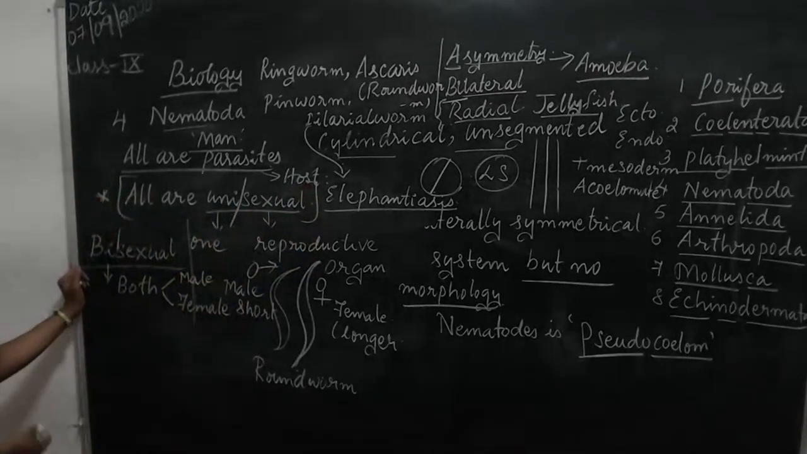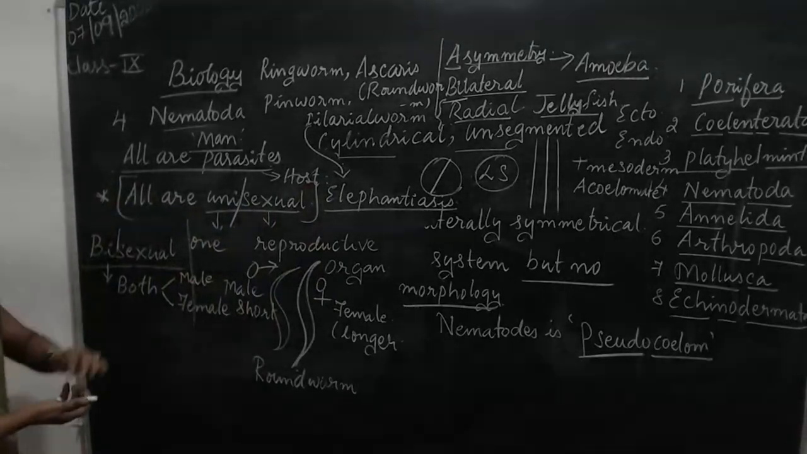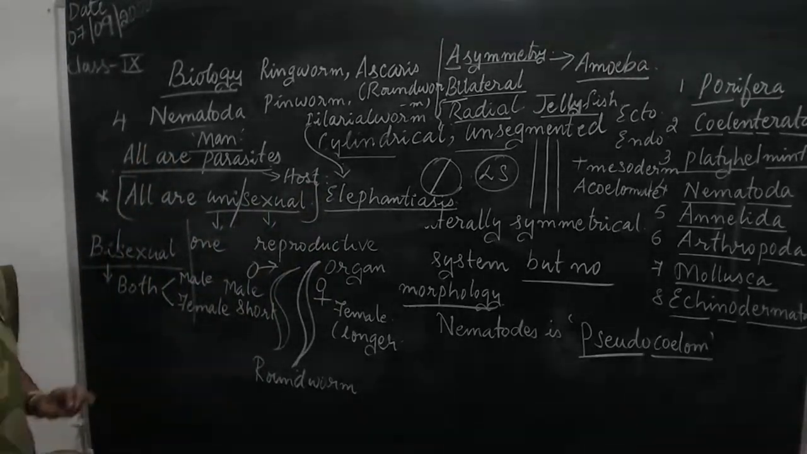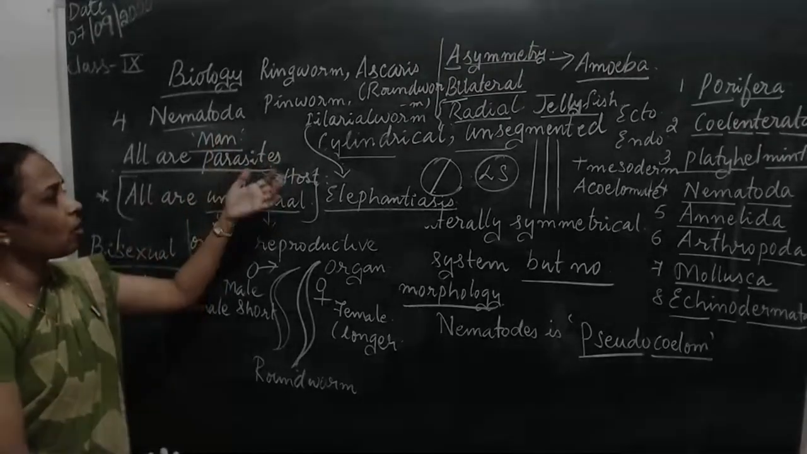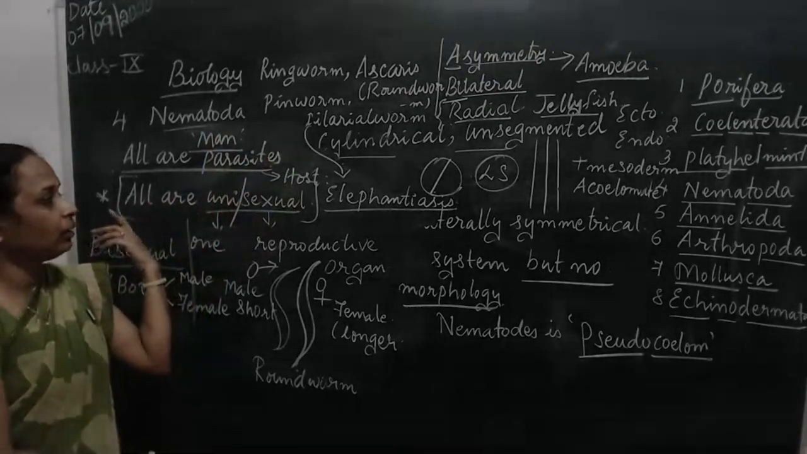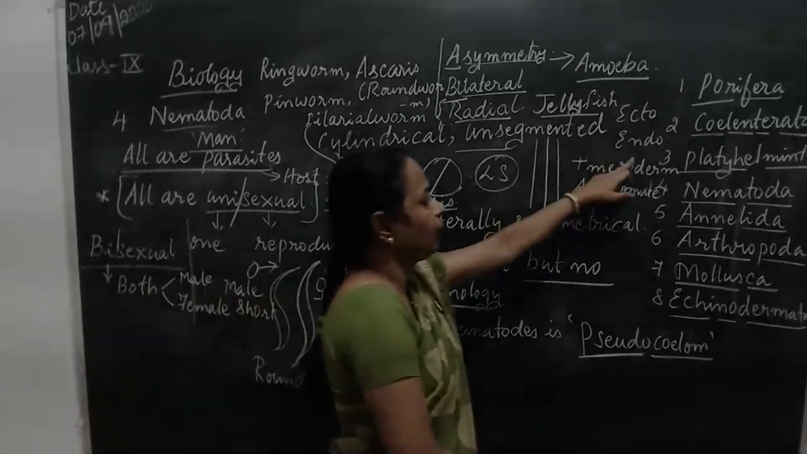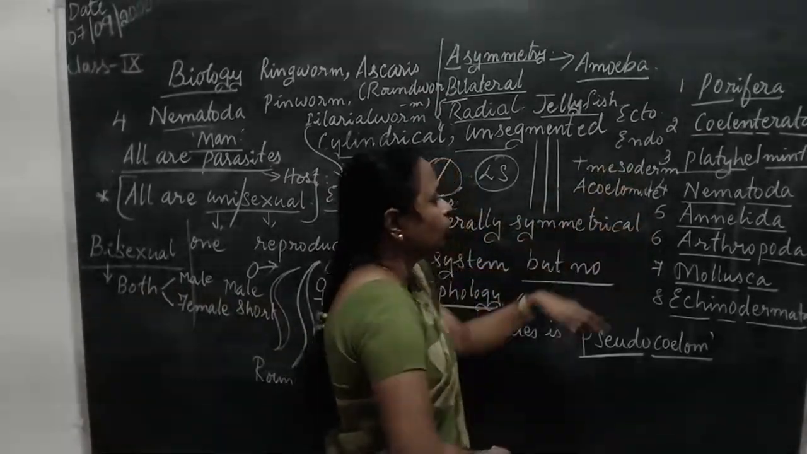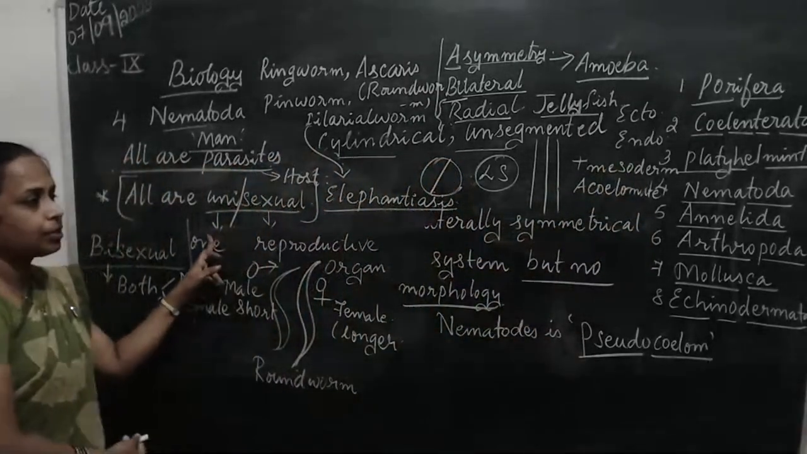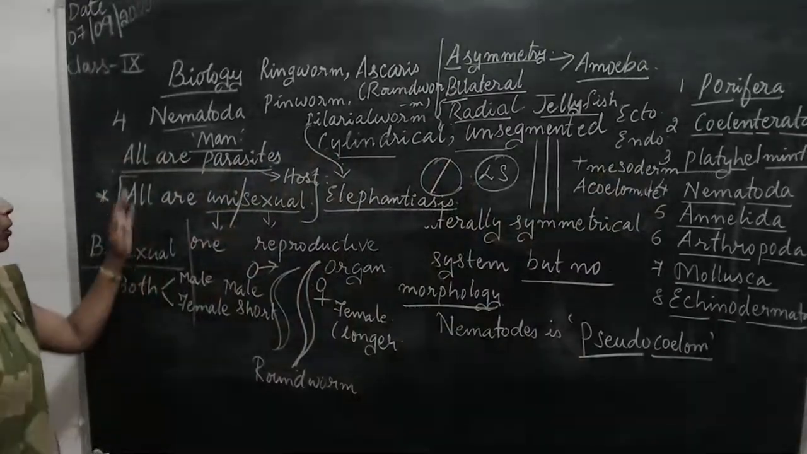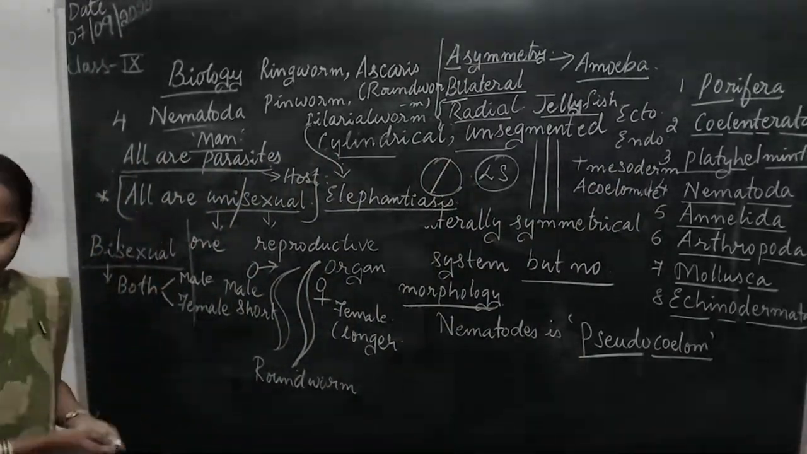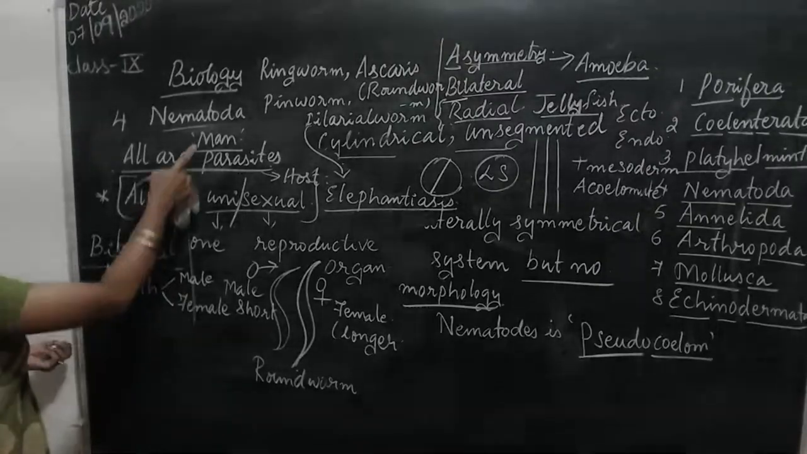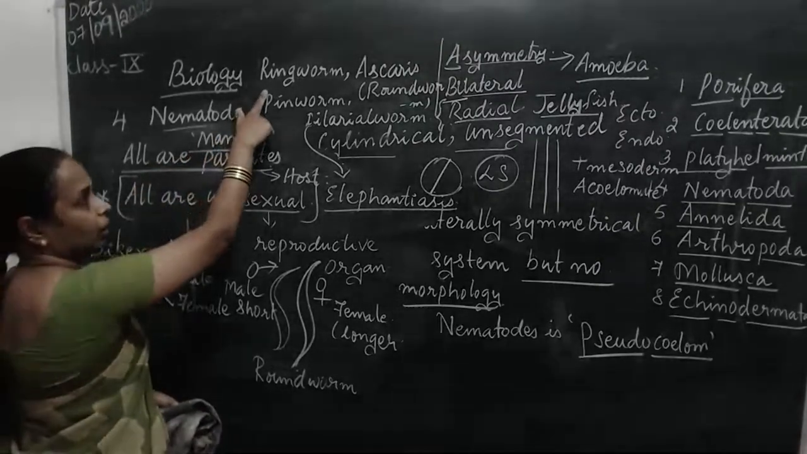When you are asked to give any special features, you can take the definition of the particular phylum, followed by unique features. Don't give the common features like long and cylindrical, because these common terms will be seen in phyla 3, 4 and 5. So just give some unique features which are exclusive to nematodes. You can tell they are unisexual.